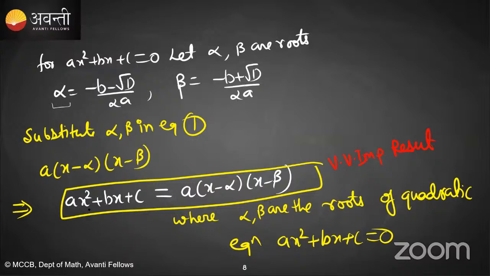So it means ax square plus bx plus c is equal to nothing but a into x minus alpha into x minus beta, where alpha beta are the roots.